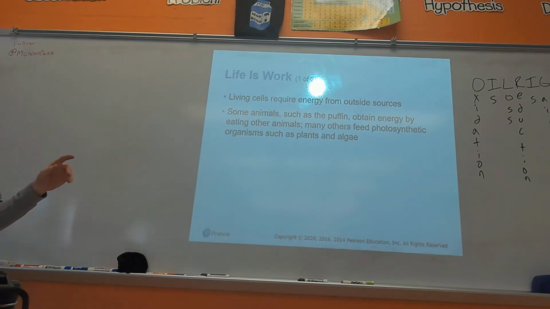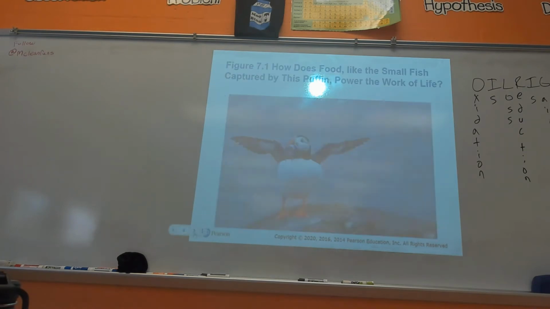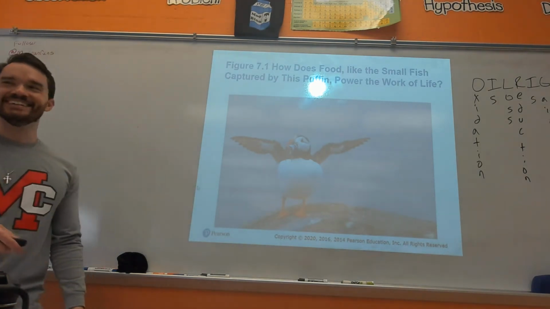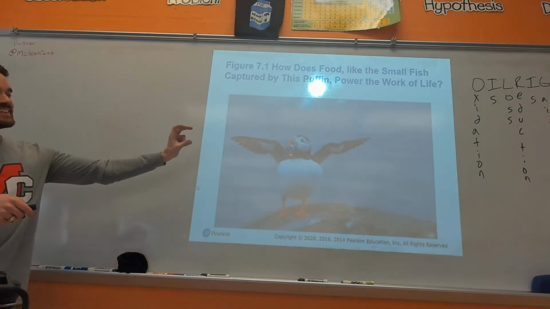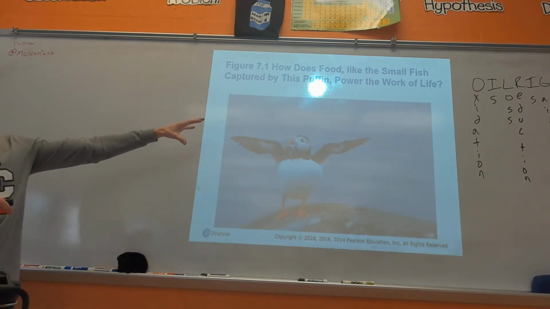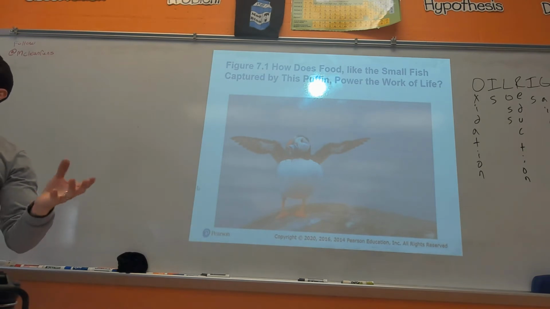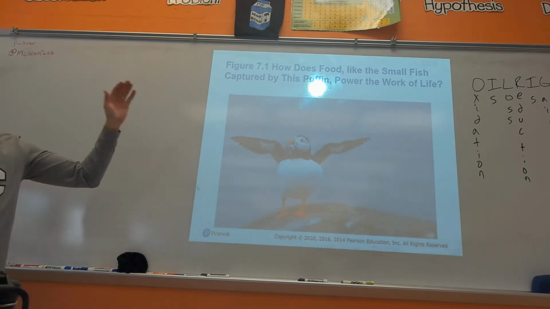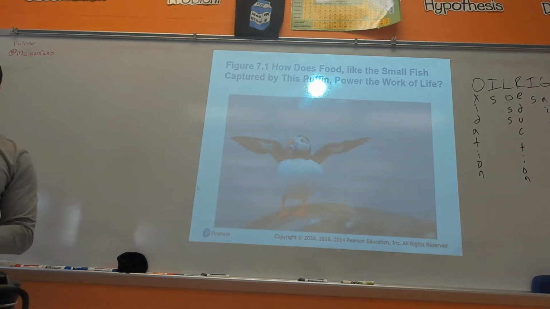in general. If we look at this puffin here, this puffin is eating, I think that's a fish. And like the chemical bonds that hold that fish together, if the puffin can digest that, break down that food, and then use that energy in cellular respiration, break down the food to then get energy in the form of ATP. And that's what we'll be going over.